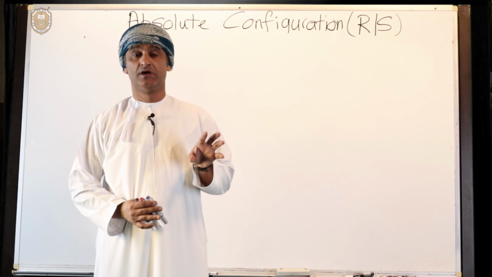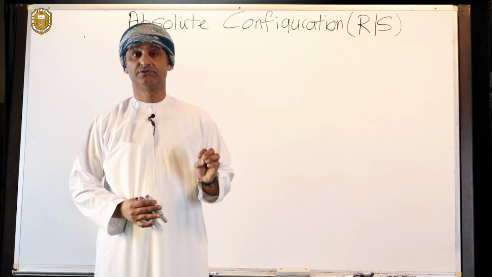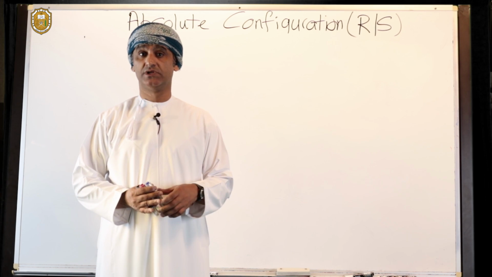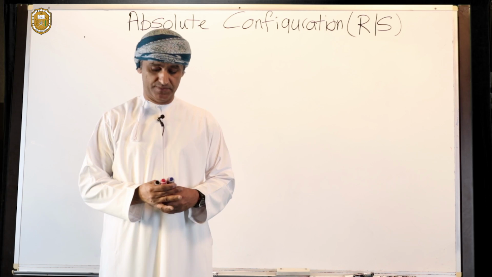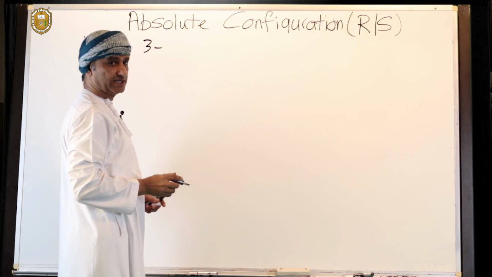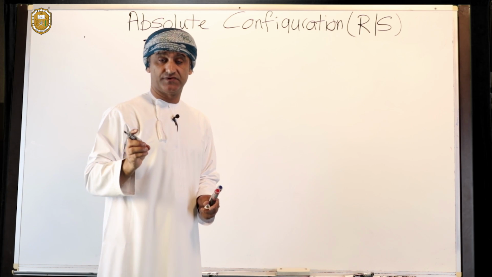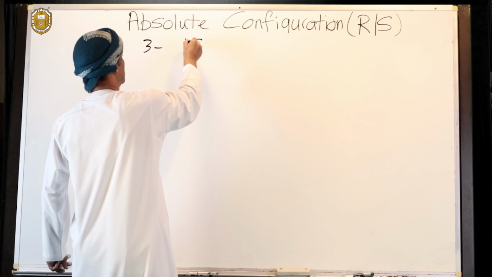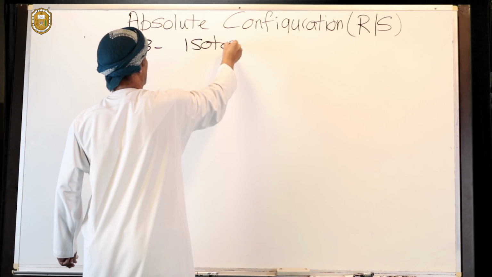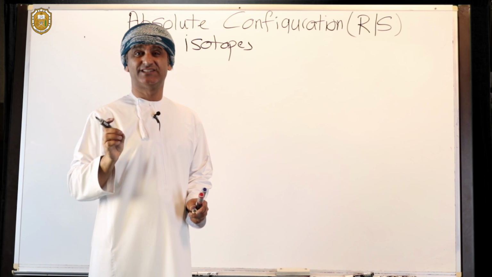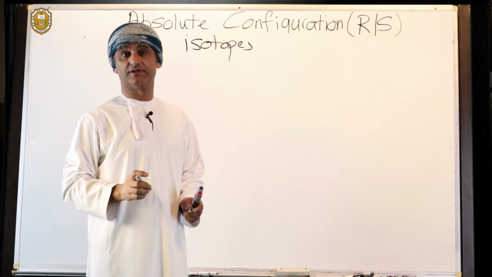Moving on with the procedure on how to determine absolute configuration of R and S, we now go to rule number three, or step number three. Step number three is to look at whether there are isotopes, for example, hydrogen and deuterium. Only if this is applicable, of course: if there are isotopes, then the isotope with a higher atomic mass should be given higher priority.